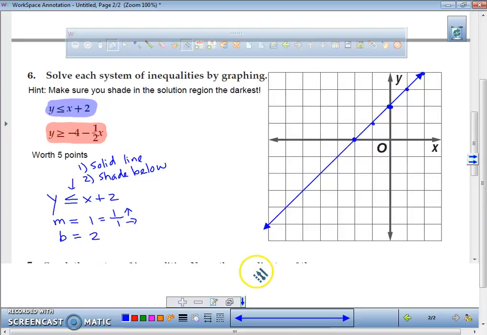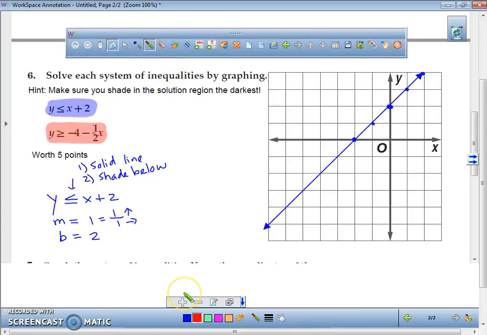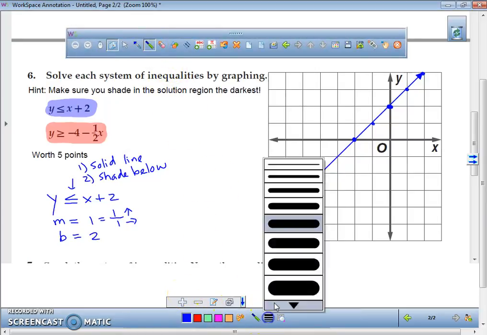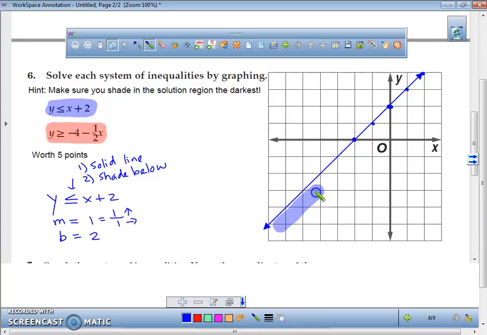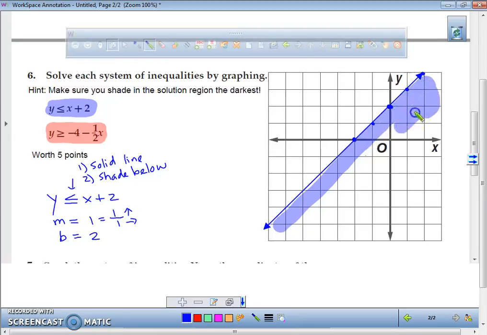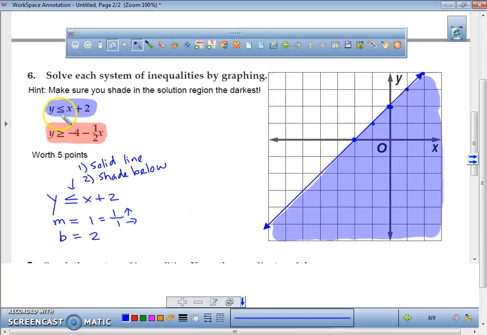Now, if we were to shade everything right now, we would shade everything going below the graph. So I'm going to go over here, we're going to shade everything below. Hopefully my marker will highlight a little more. Exactly. We were shading below because it's less than, and we had a solid line because of the equal to symbol. So this equal to symbol means we're going to have a solid line for my inequality.